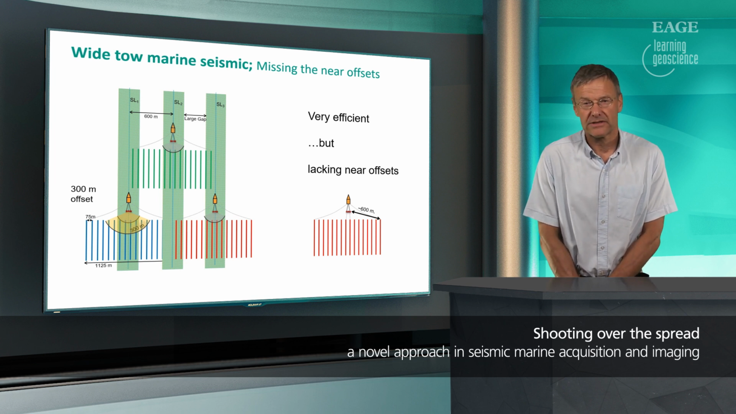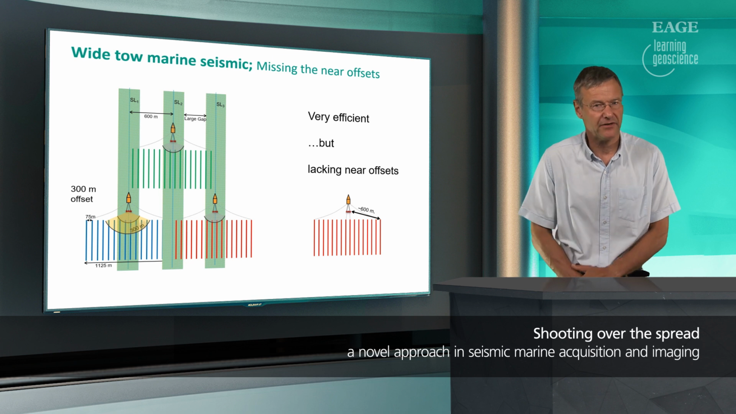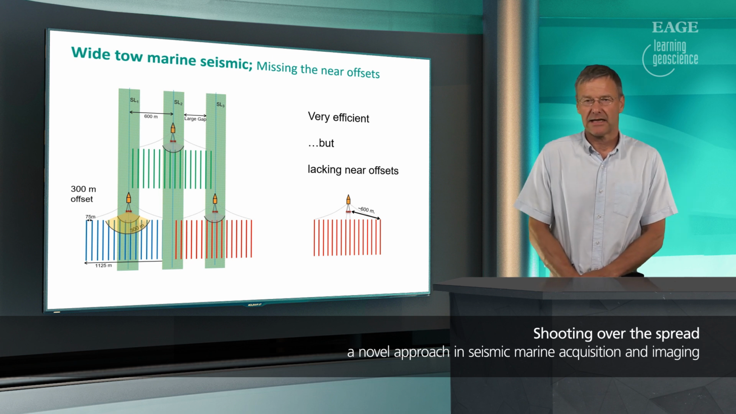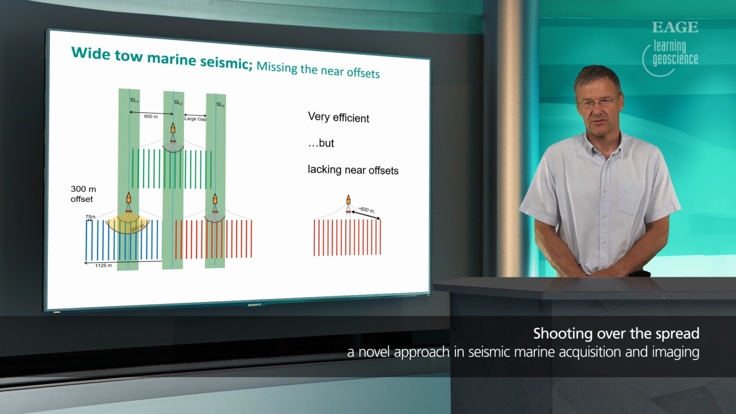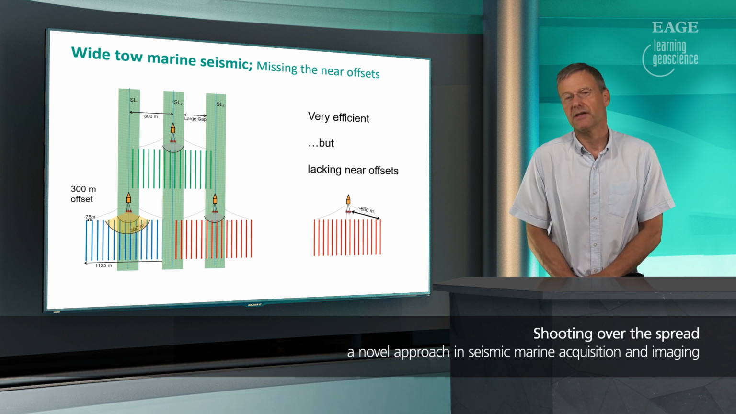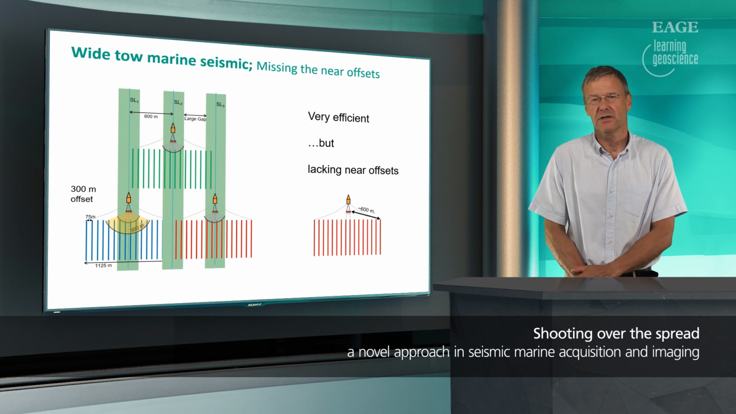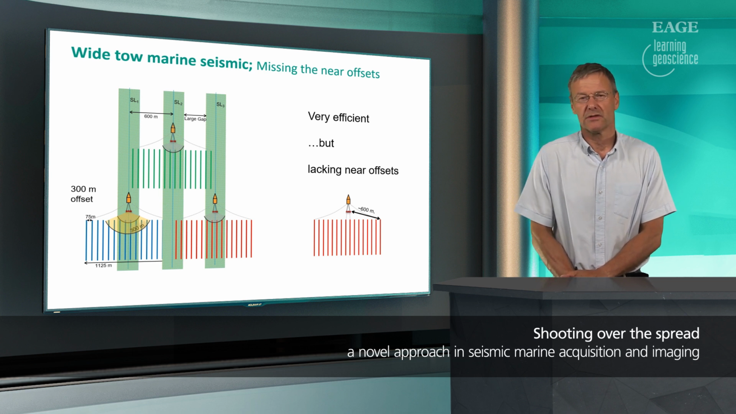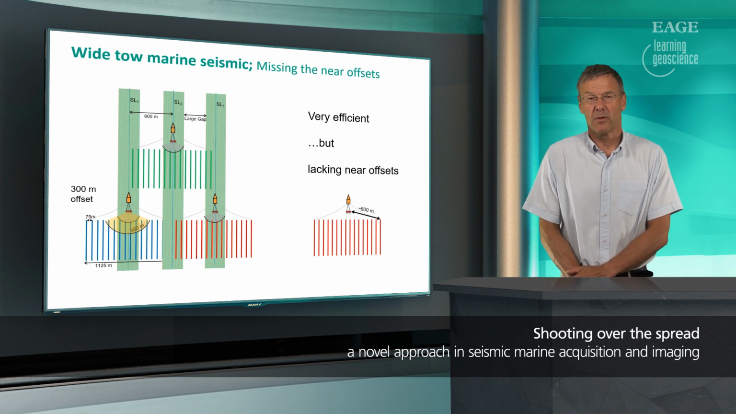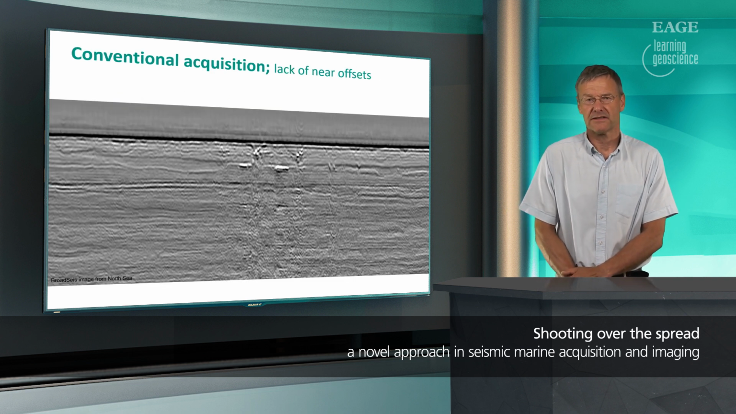So the modern marine acquisition is very efficient, but it's lacking the near offsets. That is a drawback. As you can see on the lower right there, in this case there's 600 meters from the outermost source to the outermost streamer. The problem is illustrated here. This is a lack of near offsets.